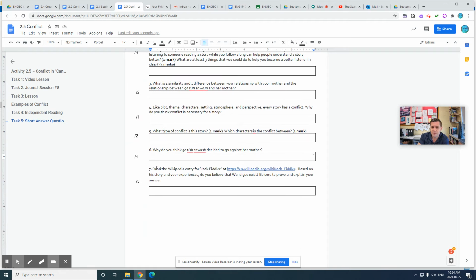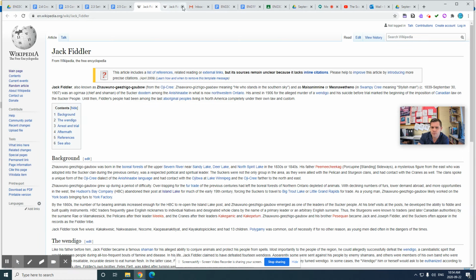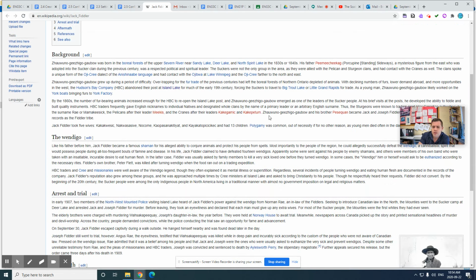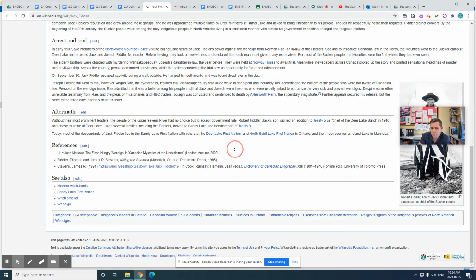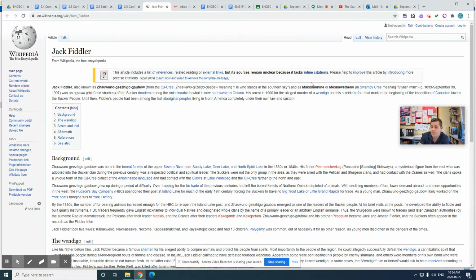And then finally, I want you to read this Wikipedia entry for a man named Jack Fiddler. Jack Fiddler is a real-life person. And if you're from the Deer Lake or Sandy Lake region, you may even be related to him. Actually, last year I had a student who was his grandson. So I want you to read this entry. It's fairly short, but it's based on real life.